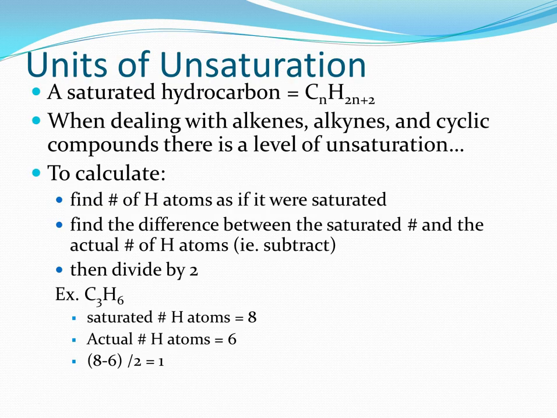In the case of C3H6, a saturated molecule with 3 carbons would have 8 hydrogens. This means that the difference would be 8 minus 6 equals 2. Divided by 2, we get 1 unit of unsaturation.